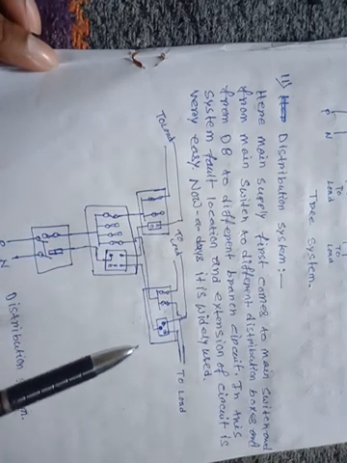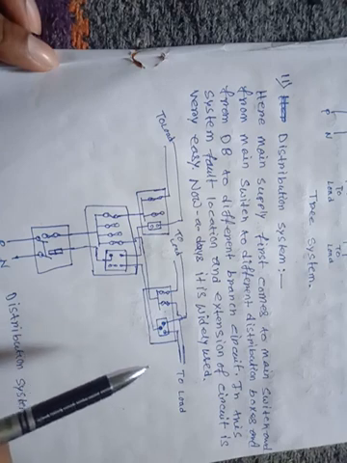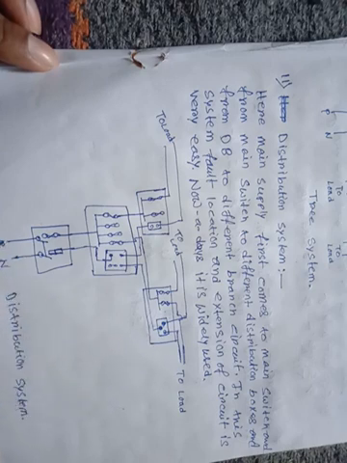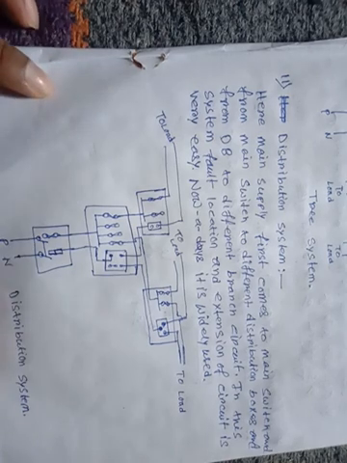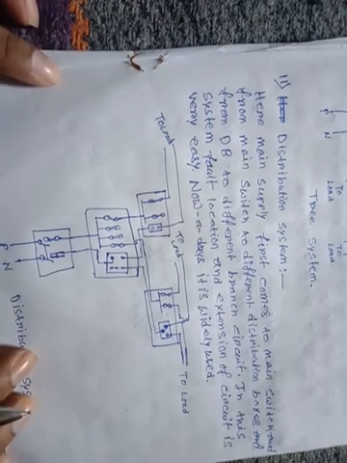In this system, fault location and extension of the circuit is very easy. Nowadays it is widely used. This is the distribution wiring system of the electric power line.